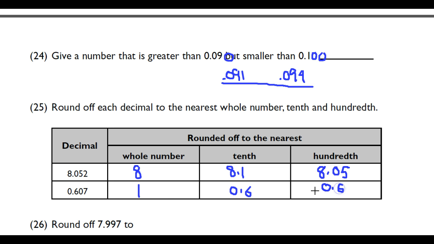0.607. Okay, now take a look at this. 7 is nearer to 10. Right, 7 is nearer to converting this whole thing to 10. Alright, 7 is not nearer to the other side, 0. So this one is, leave it as 0.61.